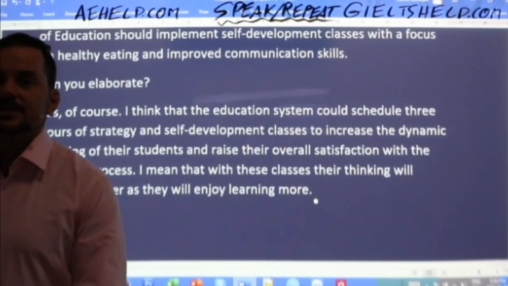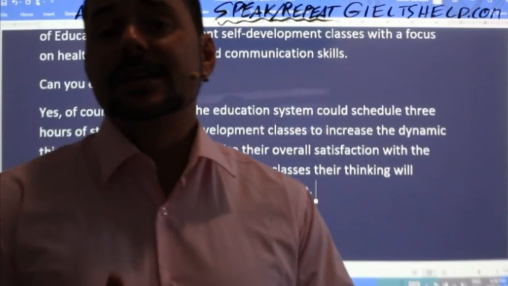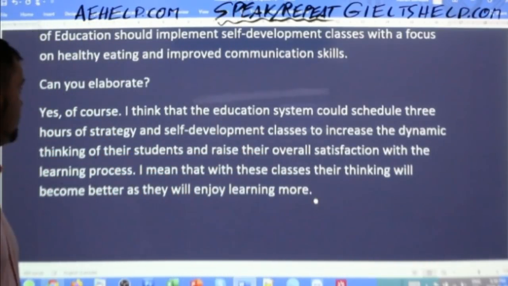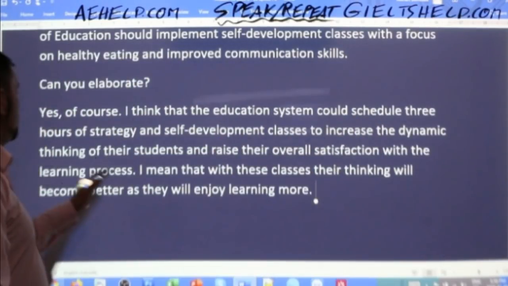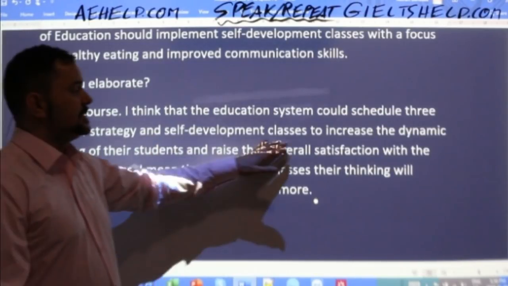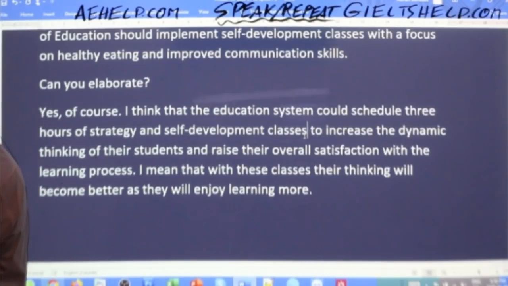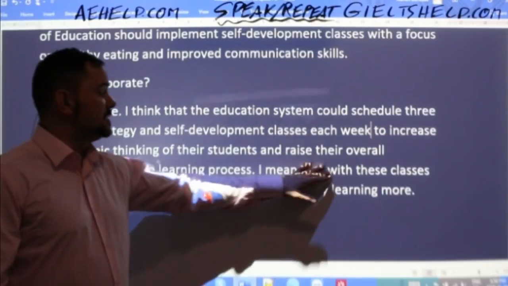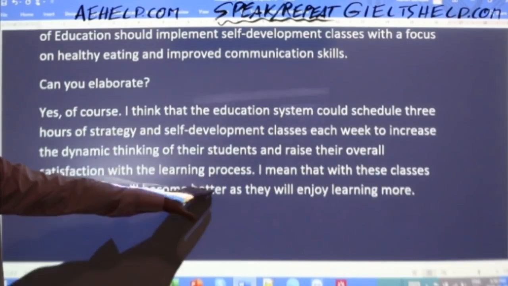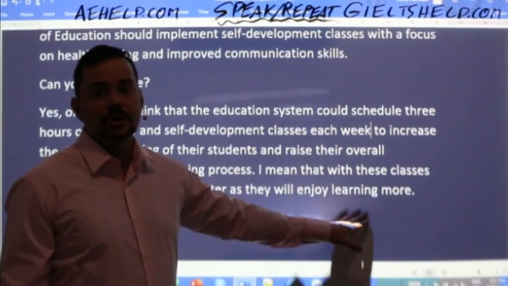So there's my answer. And again, when you have this, can you elaborate, go into details, explanations, and examples can be really good here. Okay. So can you elaborate? Yes, of course. I think that the education system could schedule 3 hours of strategy and self-development classes each week to increase the dynamic thinking of students and raise their overall satisfaction with the learning process. I mean that with these classes, their thinking will become better as they will enjoy learning more.